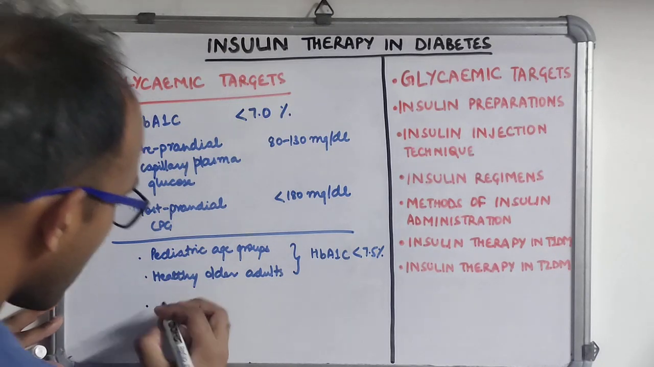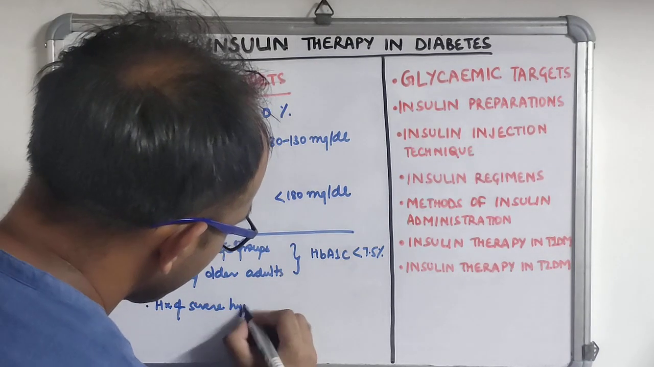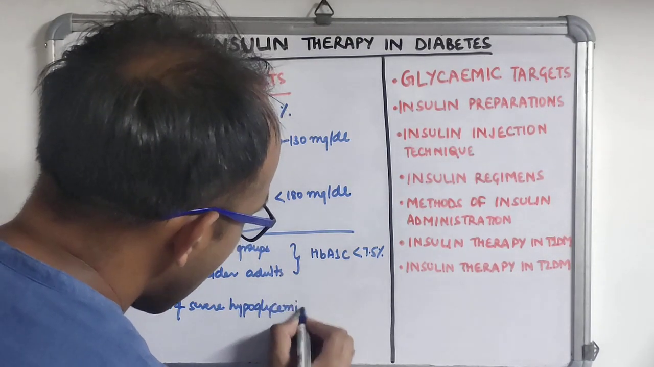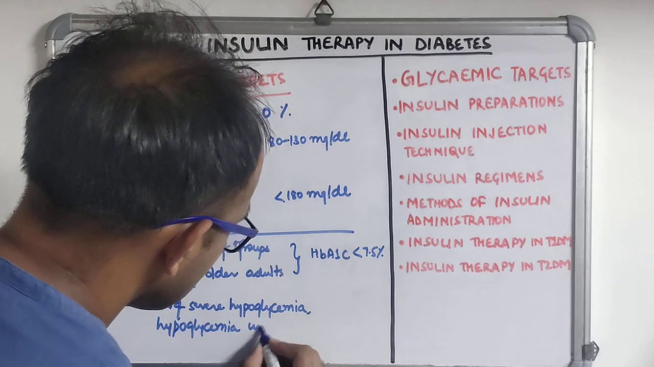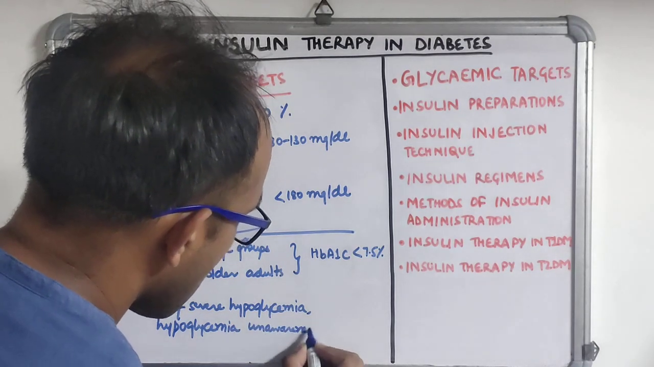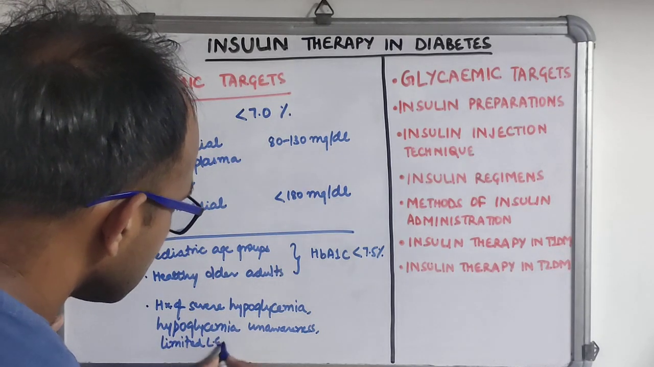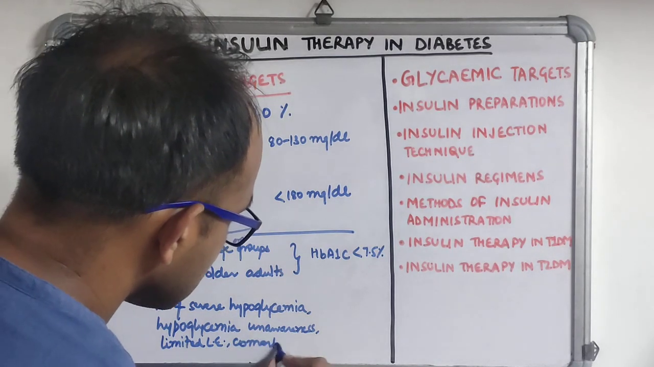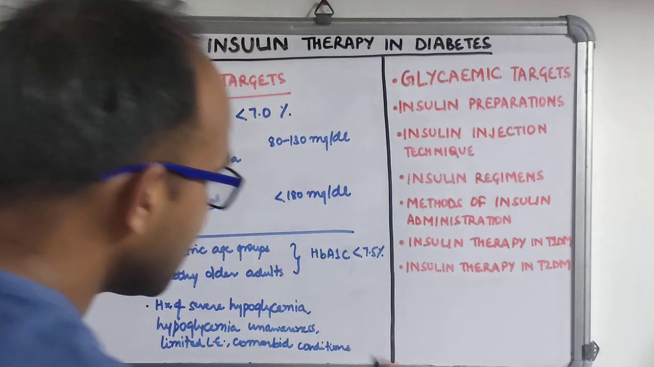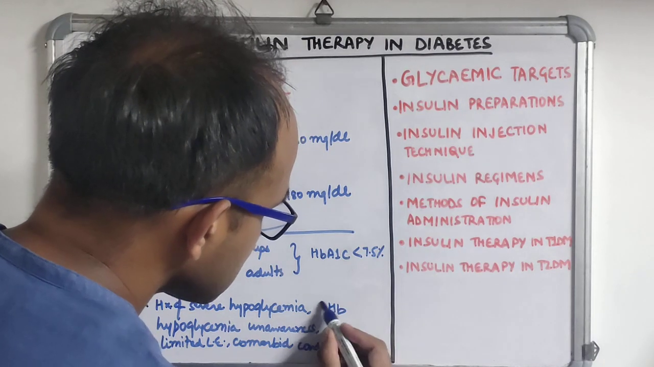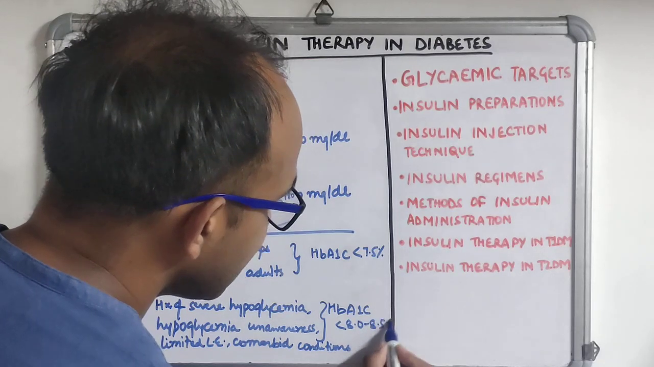And in the group of population who have a history of severe hypoglycemia or hypoglycemia unawareness, or people who have limited life expectancy, comorbid conditions, advanced microvascular and macrovascular complications, an HbA1c target of less than 8 to 8.5% is reasonable.